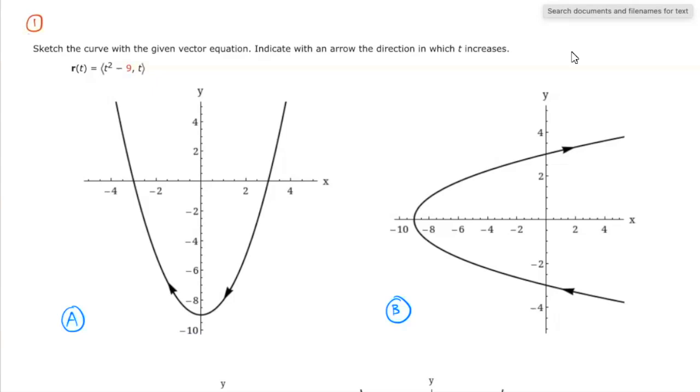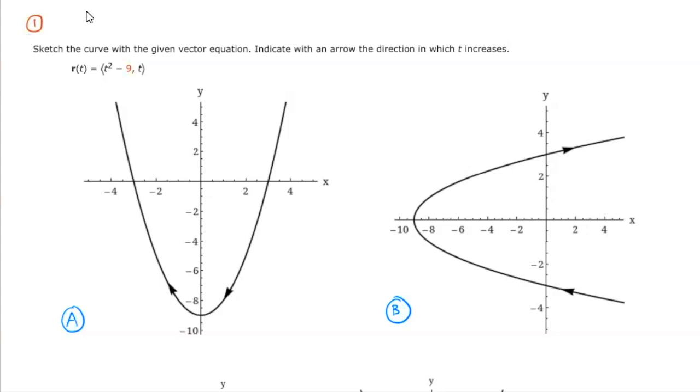Now the first one over here, can you guys see it? It's a little bit small. I couldn't put it on my iPad. We're trying to sketch the curve with this vector equation and indicate with an arrow the direction in which t increases. Okay, so I'm going to make it larger. So what was the vector equation over here? Maybe I should remind you.